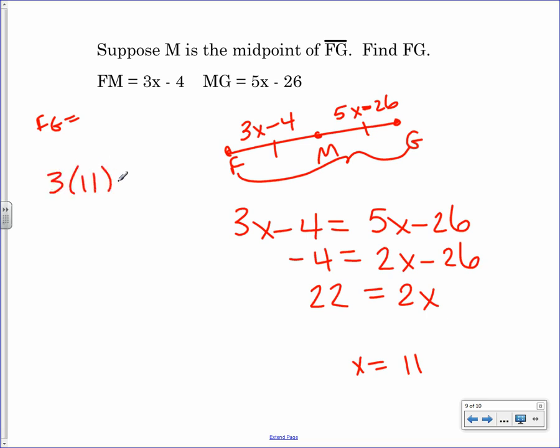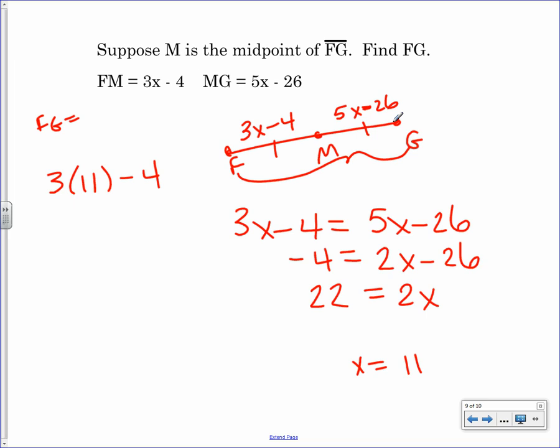Okay? So 3x minus 4, right? Because they're supposed to be the same, right? So whatever I get here, it's actually the same as here. I don't have to check it.